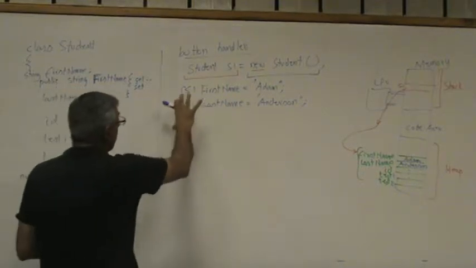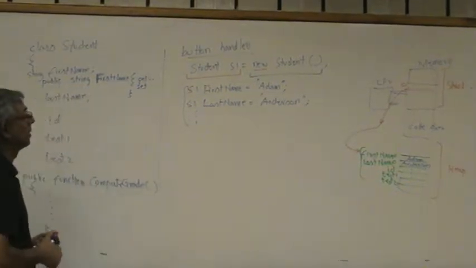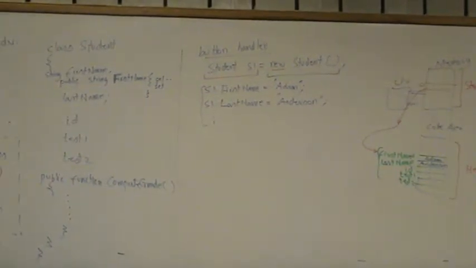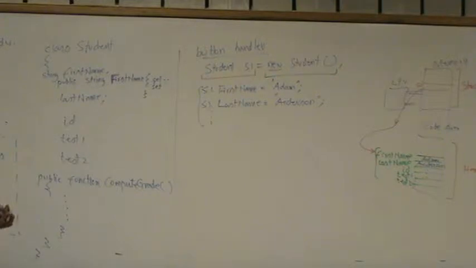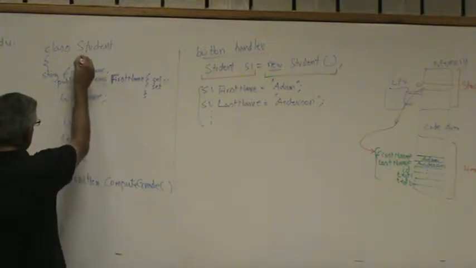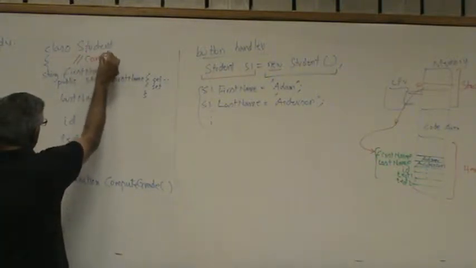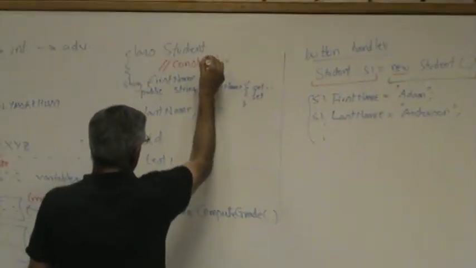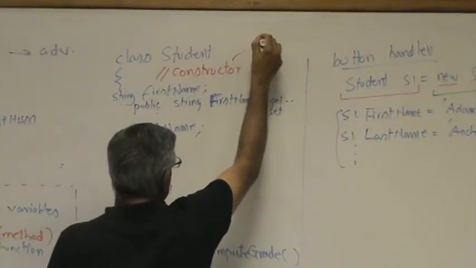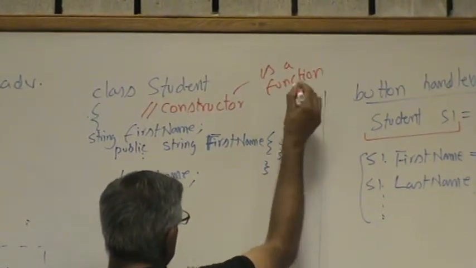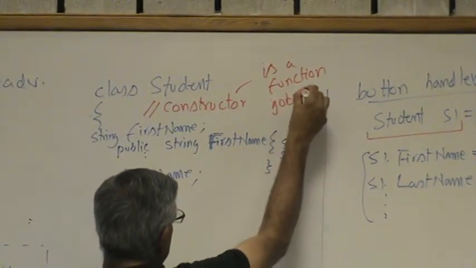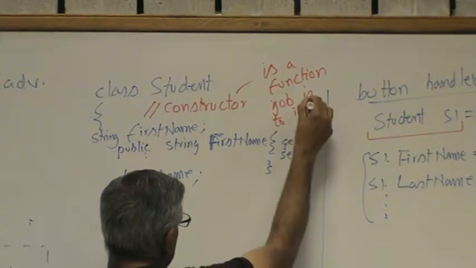Okay, so we can avoid having to write 5 lines of code if we provide what we call a constructor inside the class, okay? As most of you already know, a constructor is a function, and its job is to initialize the data.